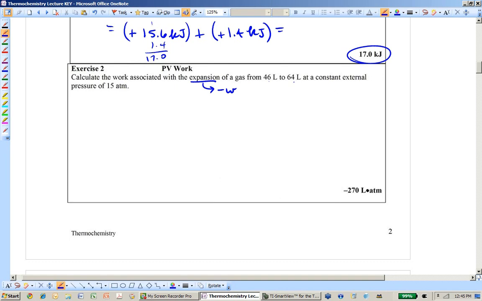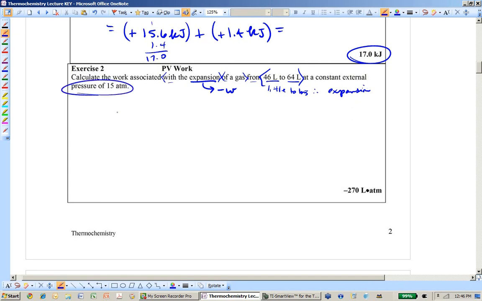From 46 to 64. Now, if they didn't use the word expansion, if they left this little prepositional phrase out, the expansion of a gas. So if they just said, calculate the work associated when the volume changes from, got a whole bunch of prepositions lined up there, of, with, from, then at, another one. So expansion was my key, but even if they just gave me this, can't you tell that it was little to big, therefore an expansion? Sure you can.